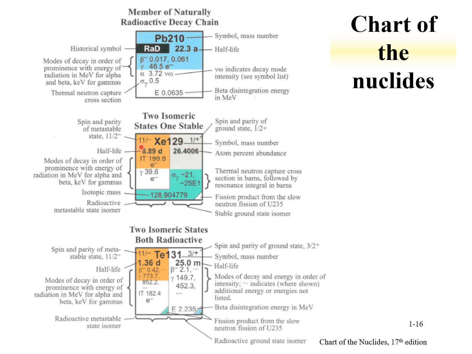So this is a metastable state, ground state, so metastable state, spin and parity, half-life, decay modes, ground state, spin and parity. This is stable, so this is the atomic abundance. And then 2 isomeric states that are both radioactive, so tellurium-131. The metastable state, spin and parity, 11/2 minus. Ground state, 3/2 plus. The half-life of each state, and then the other data as we discussed.